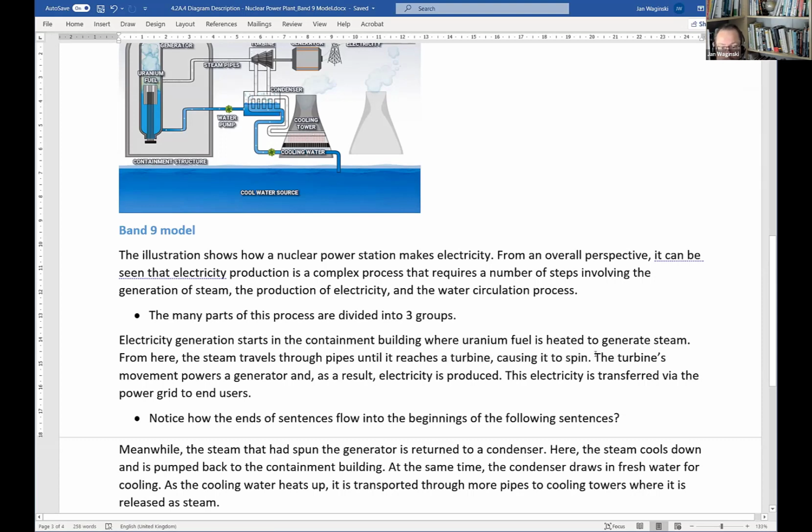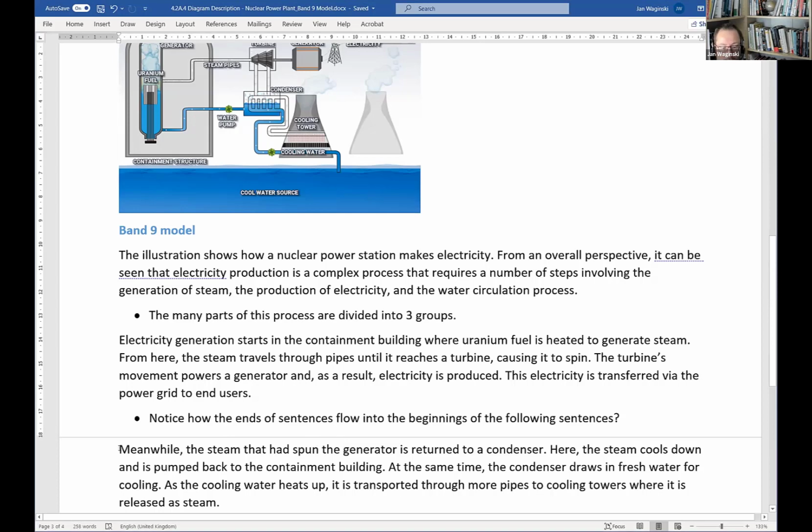Beginning of next sentence. The turbine's movement powers a generator, and as a result, electricity is produced. That's the end of this sentence, the production of electricity. This electricity is transferred via the power grid to end users. Okay. This is one of the keys of making writing flow. How you end a sentence is very often the best way to begin the next sentence, especially when it's a process.